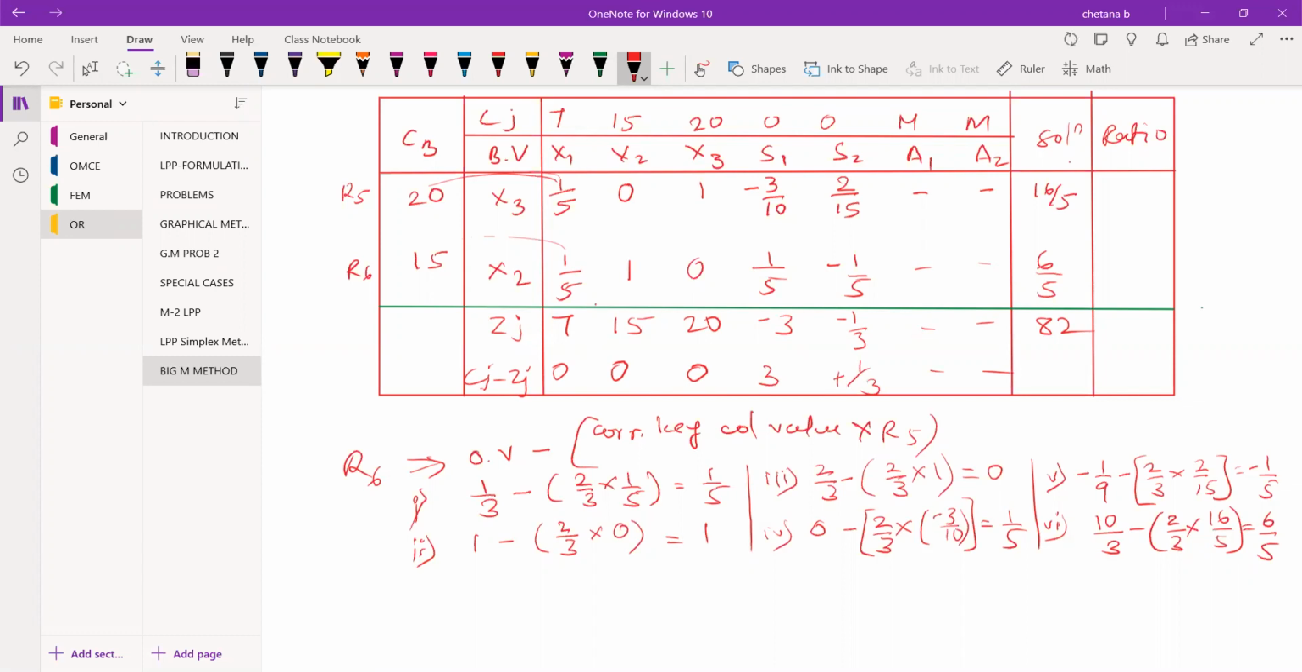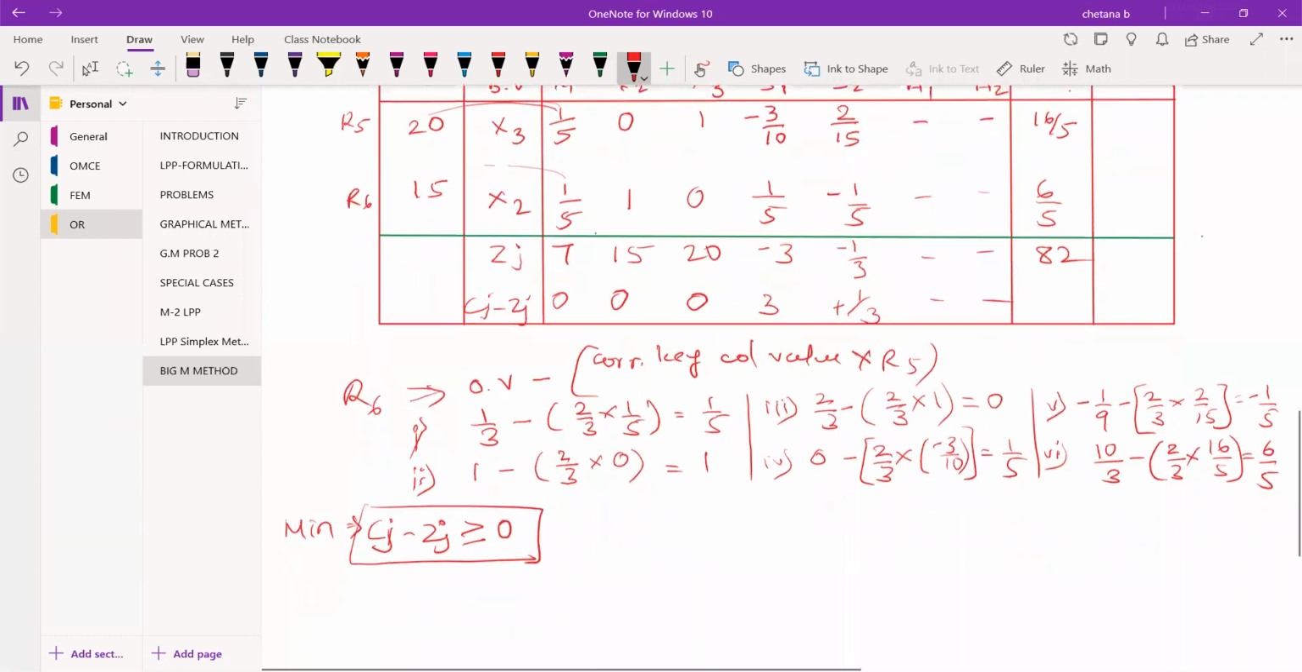Now tell me, should we continue with the next iteration or should we stop here? Stop. It satisfies greater than or equal to, because as this is a minimization problem, Cj minus Zj should be greater than or equal to 0, and all the values in the Cj minus Zj are either 0 or positive. So we need to stop here and write the conclusion.